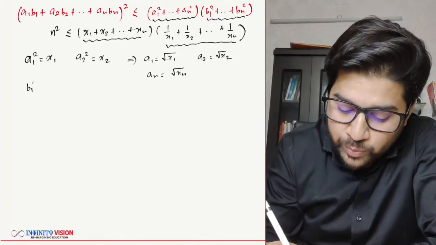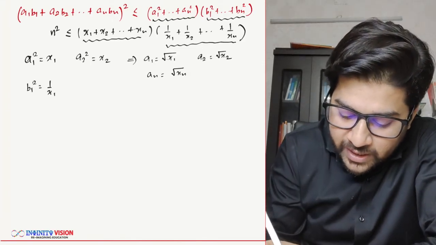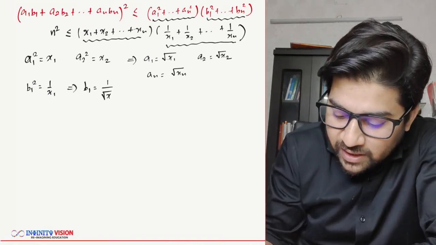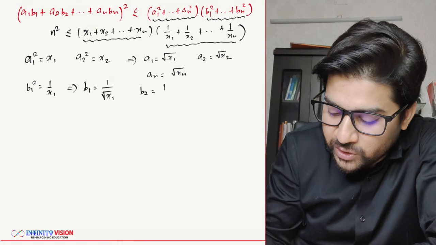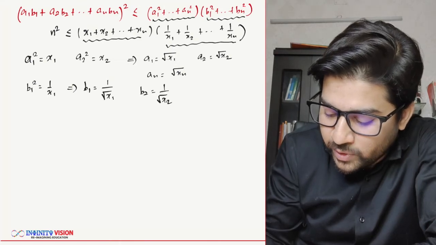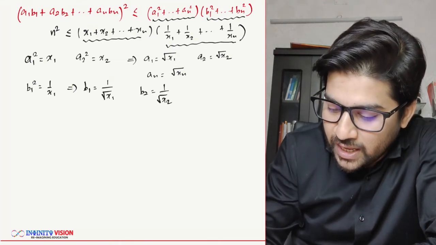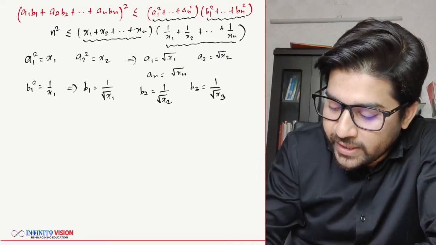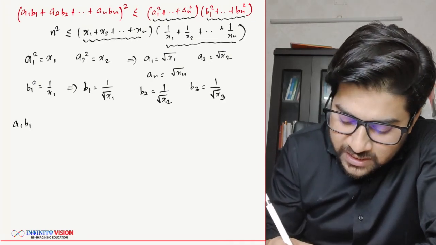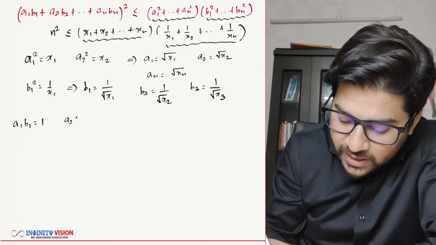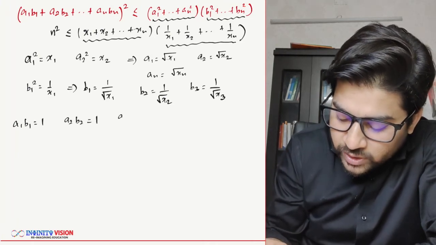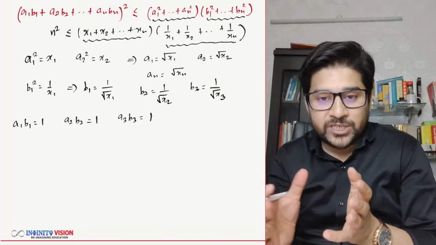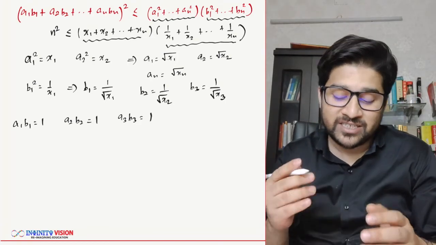In the same way, if you look at b1 square as 1/x1, what you can say is b1 sets up as 1 upon root x1. Similarly, b2 settles like 1 upon root x2, and b3 settles down something like 1 upon root x3. So what you can see is a1 b1 is 1, a2 b2 is 1 because both are reciprocals, a3 b3 is 1. So now substituting this information, everything settles down very quickly.